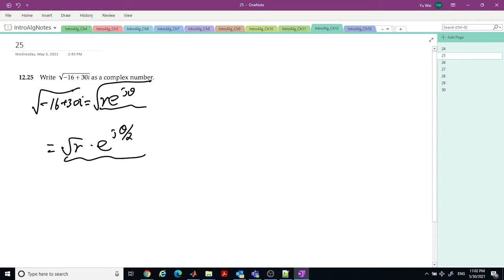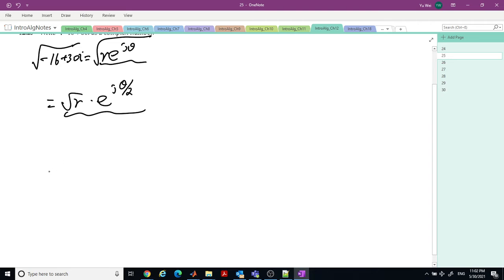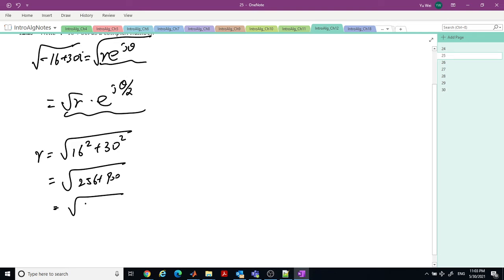Now let's see. r will be equal to the root of 16 squared plus 30 squared. That is equal to the root of 256 plus 900, which is 1156. Then this is equal to 2 times 17, which is 34. So now we know negative 16 plus 30i is equal to 34 times e^(jθ).